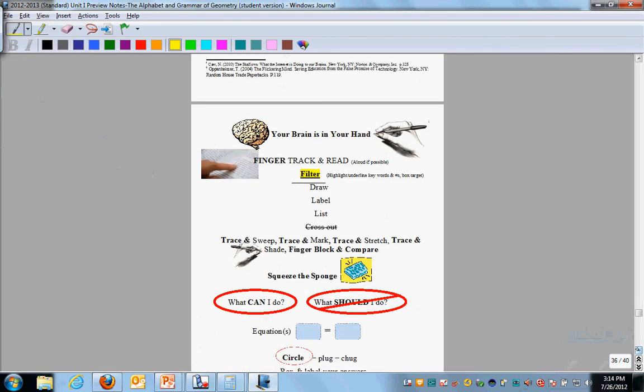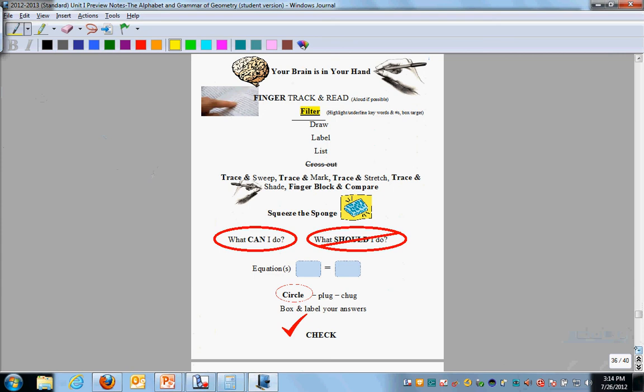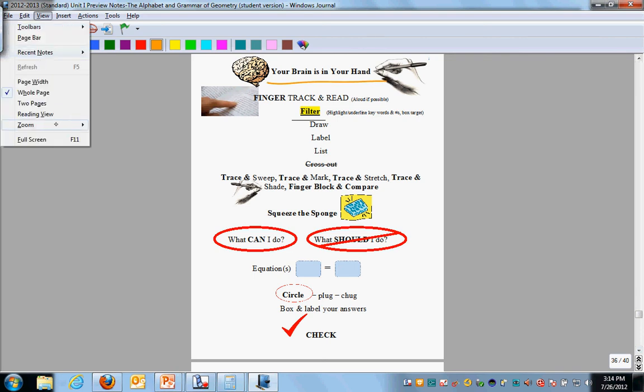I'm going to be asking you and cueing you to use these techniques in class. Now, some of these you might do normally. Some of these concepts might be new to you. But the entire concept I call your brain is in your hand. And the steps to that are this.